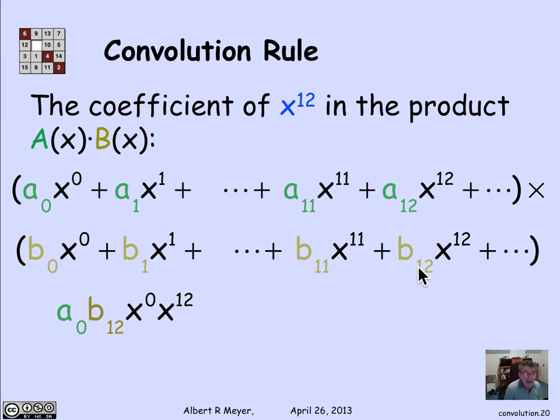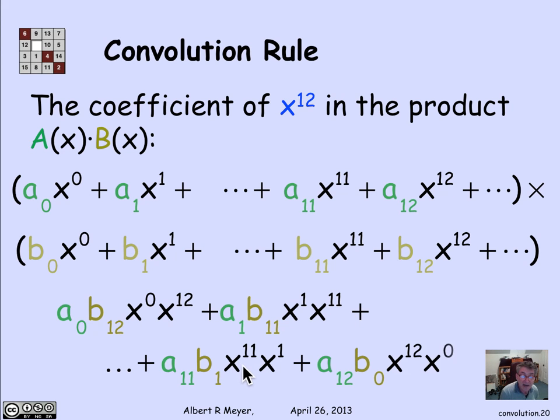And how do I get it? Well, I can get a degree 12 term by taking A0 x to the 0 times B12 x to the 12, that is the first term in the A series and the 13th term in the B series. And that will give me, of course, an x to the 12th term, because x to the 0 is 1. That's one way to do it. The next way is to use the term A1 x to the 1 with the term B11 x to the 11. That'll give me A1 B11 times x to the 1 times x to the 11, in other words, another x to the 12th term. And continuing in this way, I can finish up by taking A11 x to the 11 with B1 x to the 1, and finally A12 x to the 12 with B0 x to the 0. And those are exactly the ways that I can get terms of degree 12.